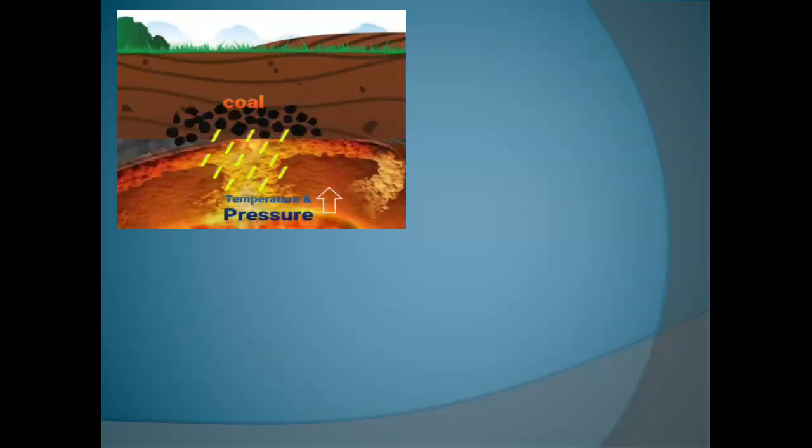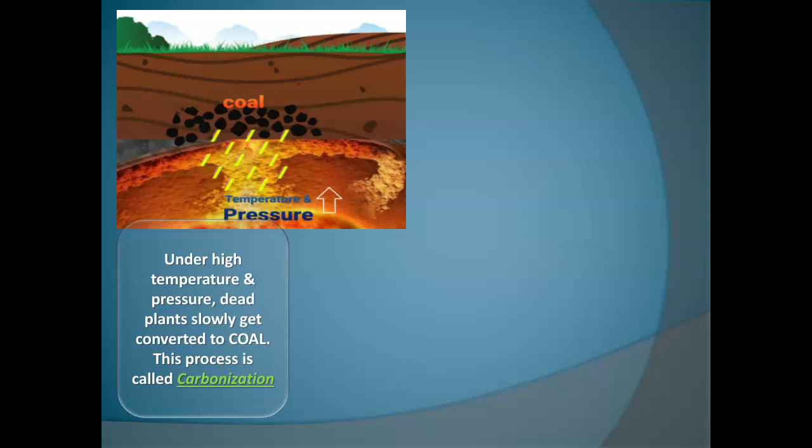Now the trees are under the soil. Going deeper into the earth, what happens? There is higher temperature and pressure. Under this higher temperature and pressure, the dead plants slowly got converted into what is known as coal. This process is known as carbonization. Carbonization is nothing but the transformation of the dead remains of trees and plants to coal under the high temperature and pressure of earth.